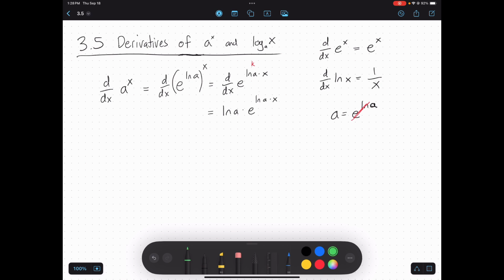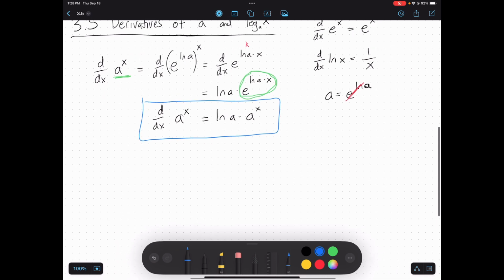This isn't very pretty, so I have to go back and recognize, hey, what is this again? Since this is the same exact function that I started with, I can go back and rewrite that as just a to the x. And so I'm left with the natural log of a times a to the x. So, not too complicated of a formula. If I want to take the derivative of an exponential function with any base, you just get the natural log of whatever the base is multiplied by a to the x.